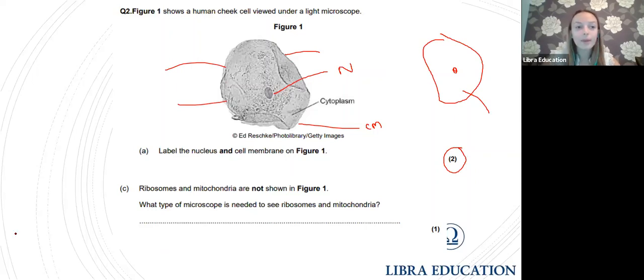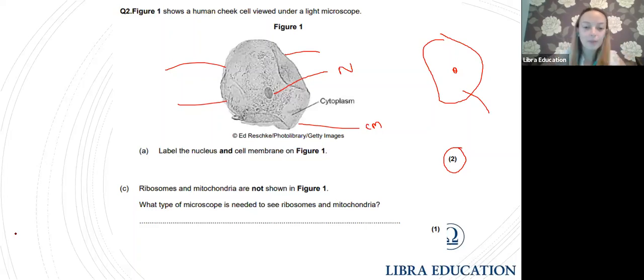So I didn't put part B in because it just wasn't relevant to what we've covered today, but moving on to part C for 1 mark. Ribosomes and mitochondria are not shown in figure 1. What type of microscope is needed to see ribosomes and mitochondria? So hopefully you all wrote down electron microscope.